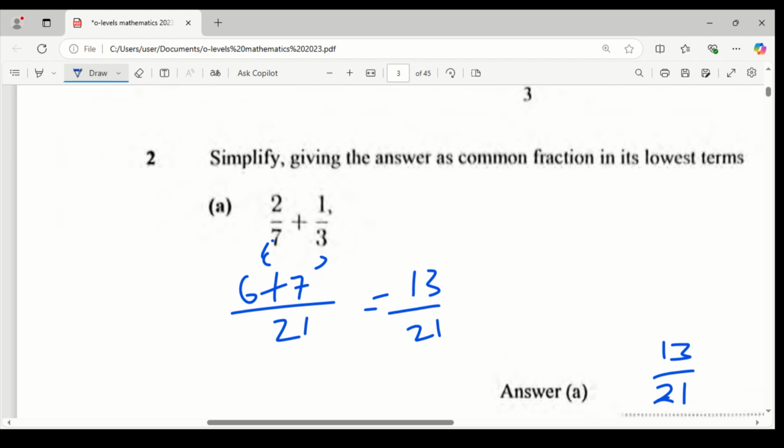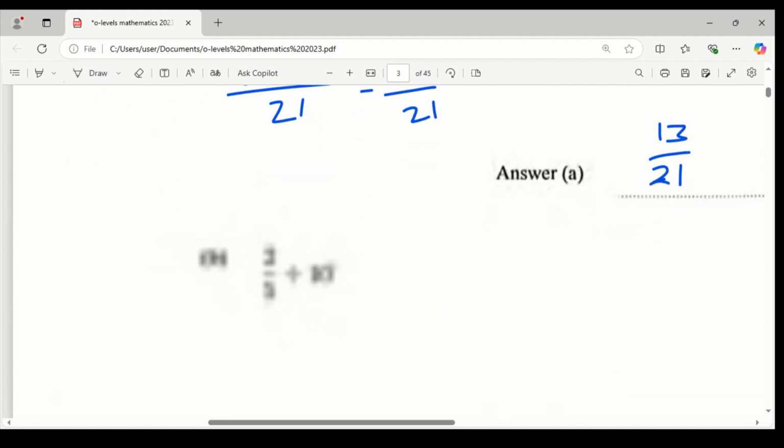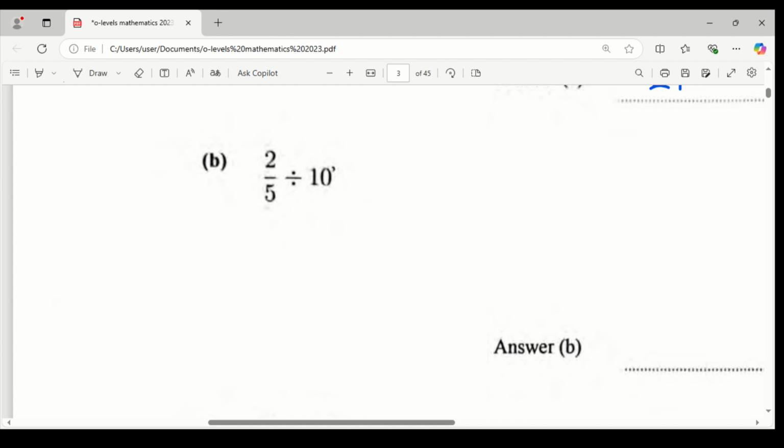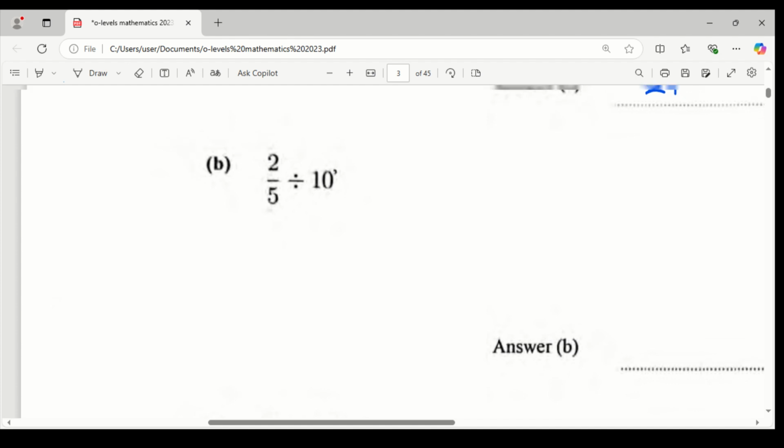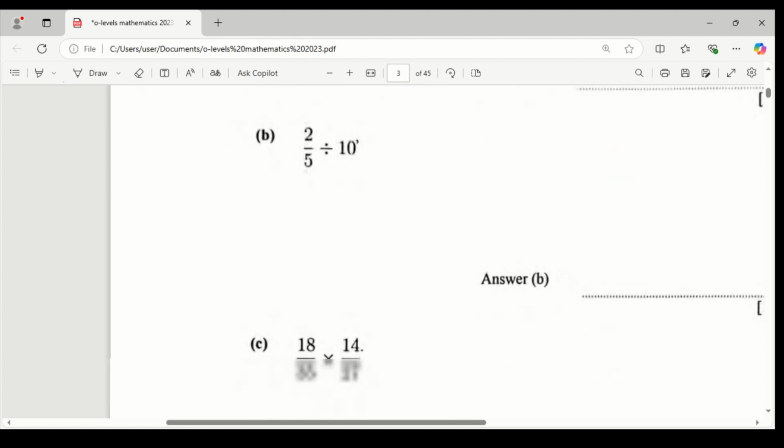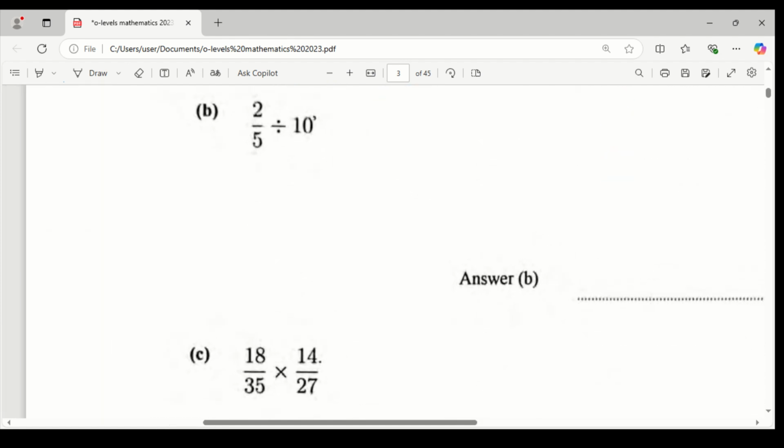So let's move on to the next part of the question. It's number 2B. It is saying 2 over 5 divided by 10. So 2 over 5 divided by 10 is the same as 2 over 5 divided by 10 over 1. When you are dealing with this, the first thing is to make sure that you change the division sign into a multiplication sign.